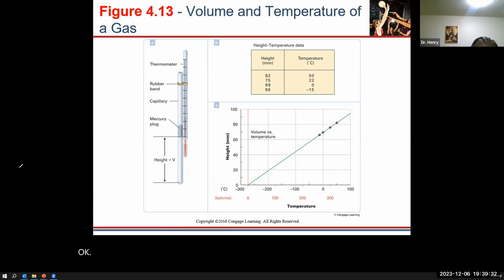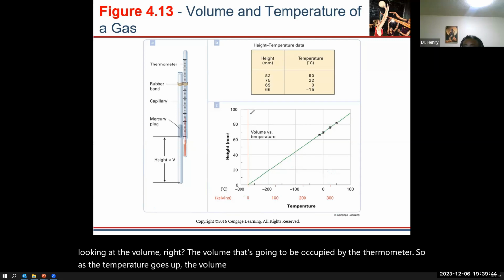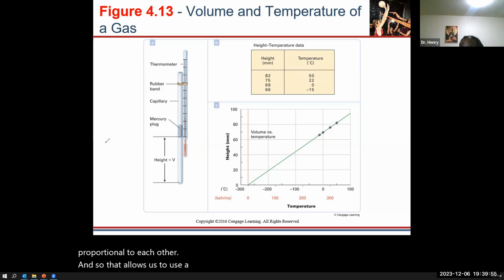So here we're looking at the height of a thermometer. In this case, we're looking at the volume that's going to be occupied by the thermometer. As the temperature goes up, the volume is going to go up, so they're going to be directly proportional to each other. And that allows us to use a thermometer, since we know that they're directly proportional to each other.